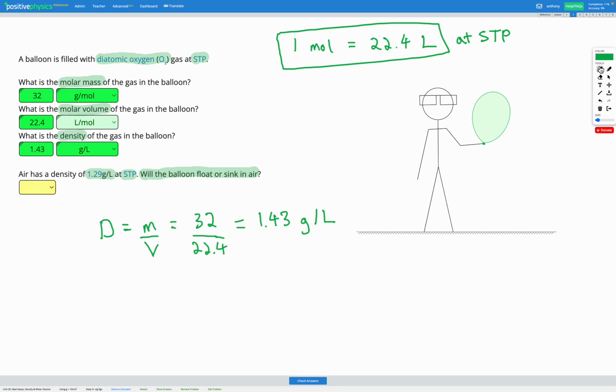If our density is greater than the density of air, it's more dense and so it's going to sink. If our density is less than the density of air, it's less dense and it's going to float. So here we have 1.43 grams per litre for oxygen, and we have 1.29 grams per litre for air. And 1.43 is greater than 1.29. So oxygen is more dense than air and the balloon is going to sink.